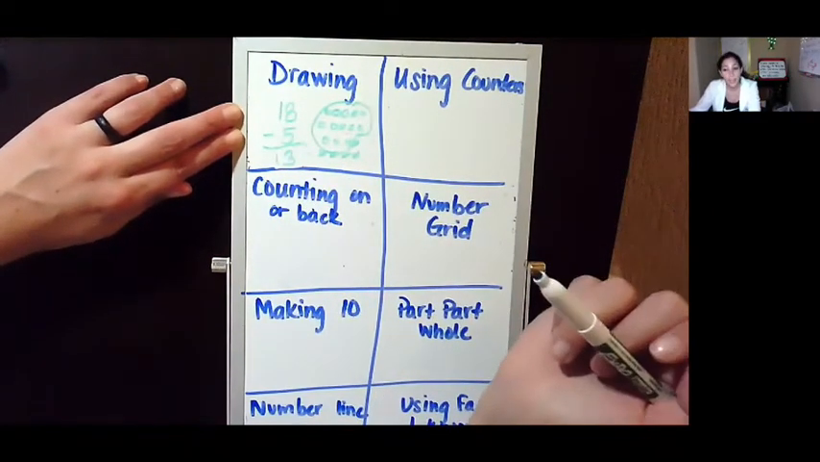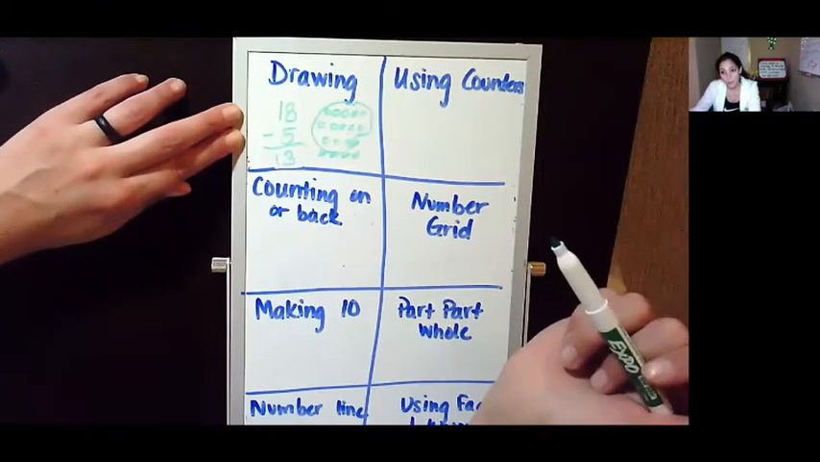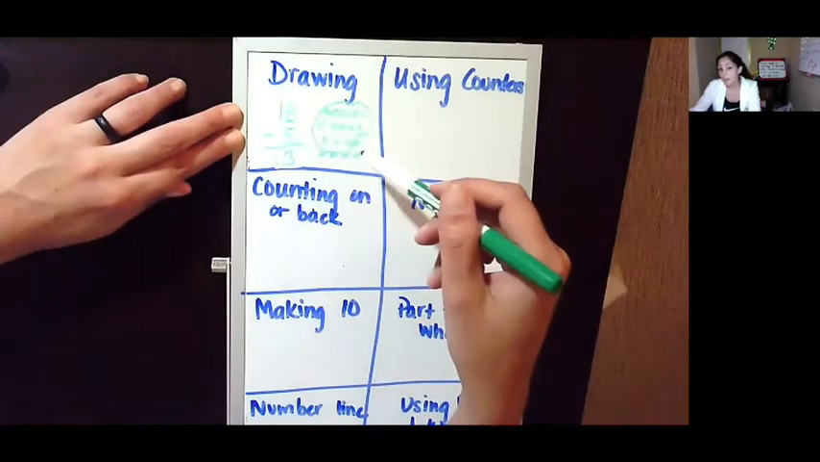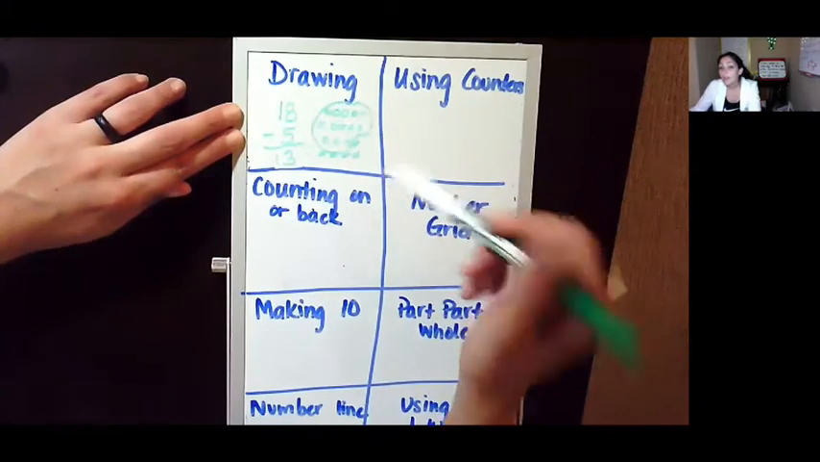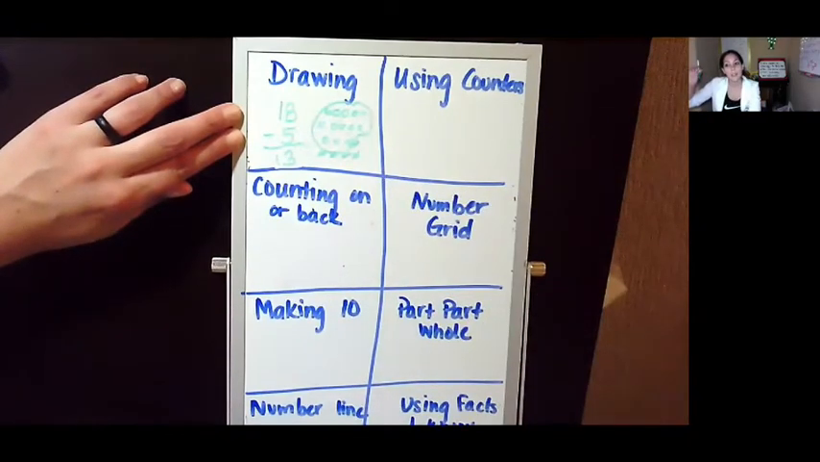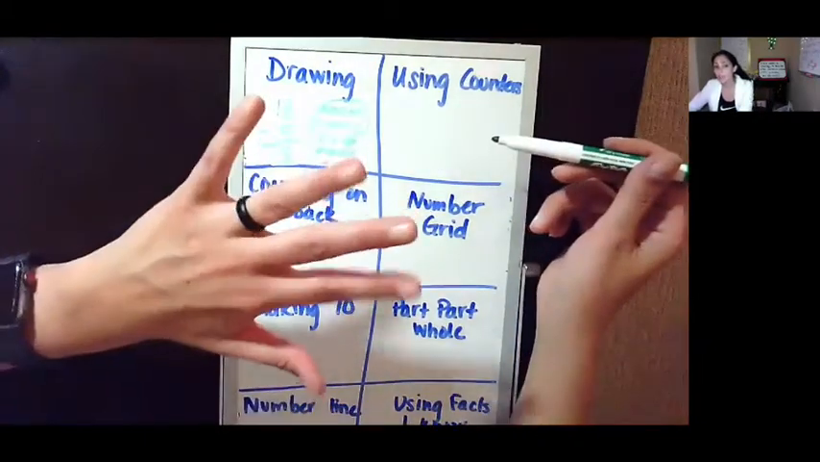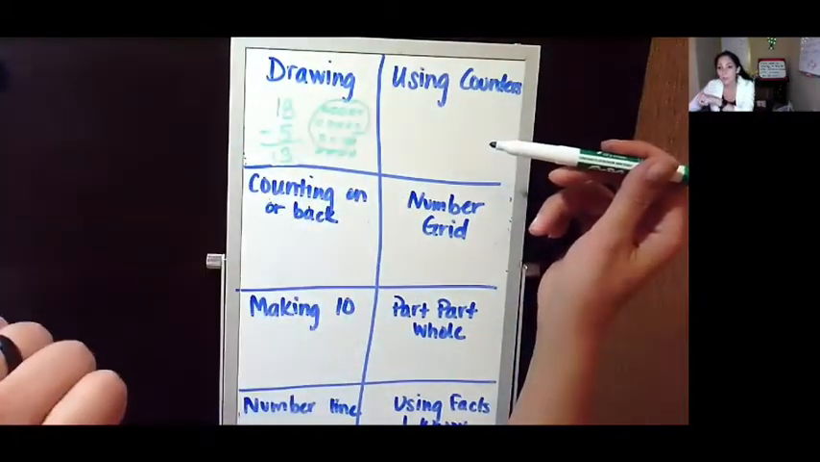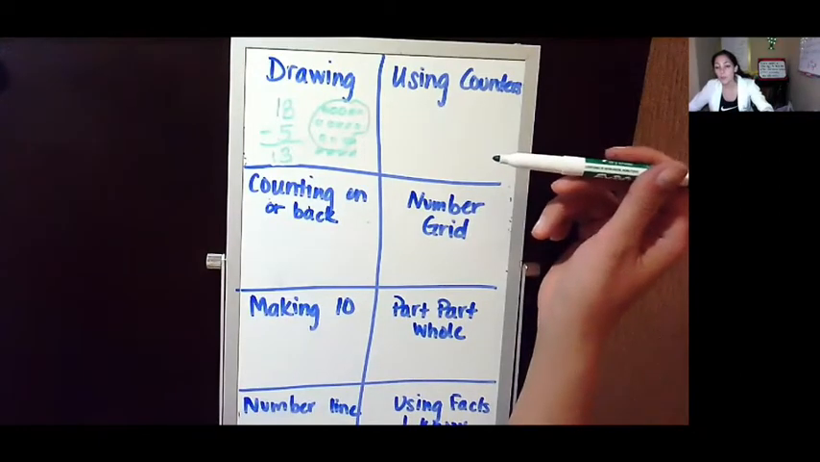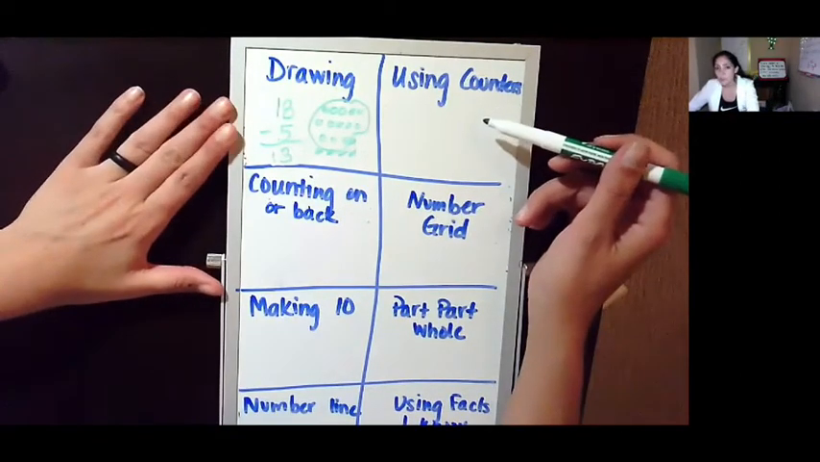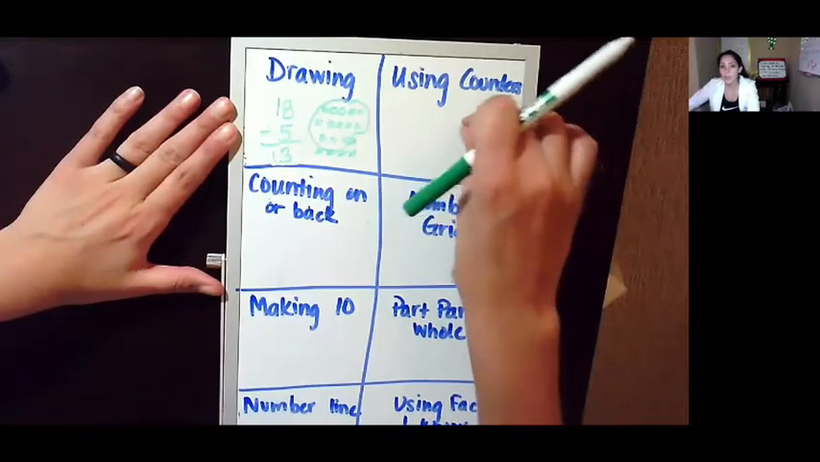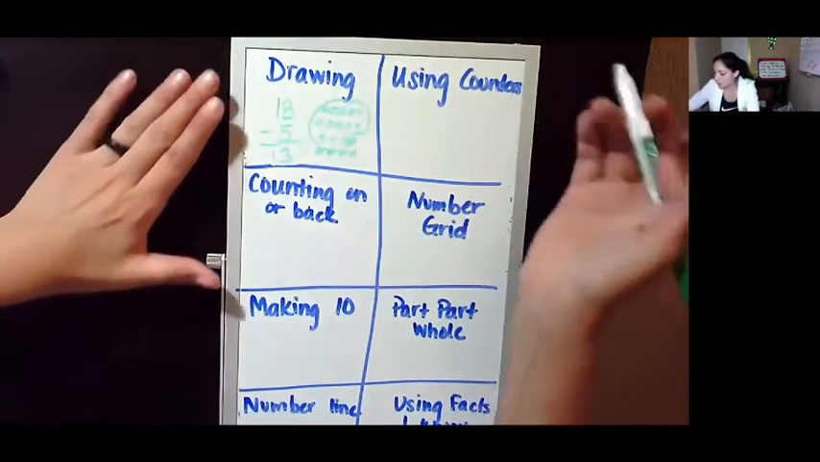It is very accurate, but it also takes a long time. So it might not be the most efficient, but our goal number 1 is accuracy, and then we work towards efficiency. So next is using counters. Counters can be your fingers, it can be a rekenrek, it can be place value pieces. Counters are just a way for you to touch and move, and your brain can follow along.